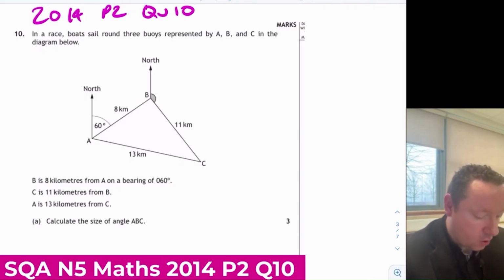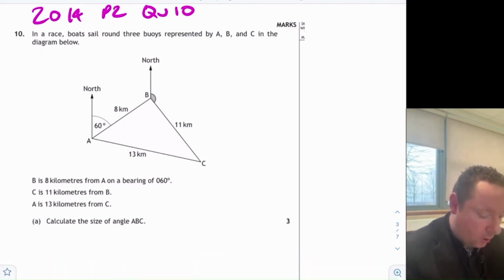2014 paper 2 question 10. In a race, boats sail around the three buoys A, B and C in the diagram below. B is 8 kilometres on a bearing of 60 degrees. C is 11 kilometres from B. A is 13 kilometres from C. And the first part of the question is calculate the angle ABC.